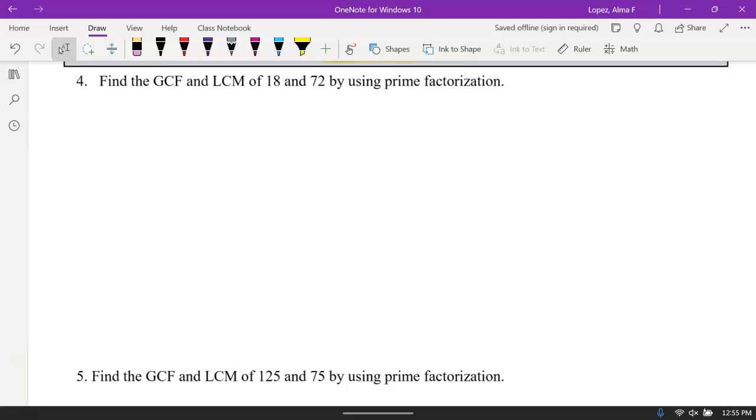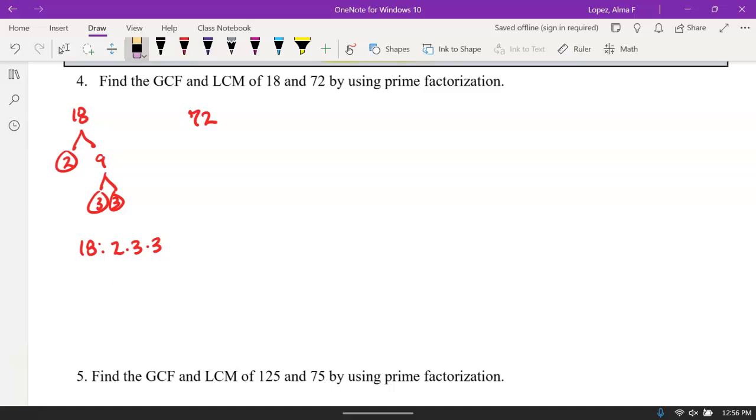So here we go. We're going to start off by finding the prime factorization of 18 and 72. Two numbers that multiply out to be 18 are 2 and 9. 9 breaks down into 3 times 3. So the prime factorization for 18 is 2 times 3 times 3. It's the ends of these branches.